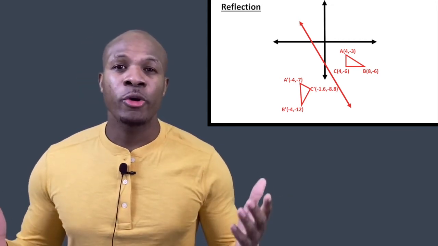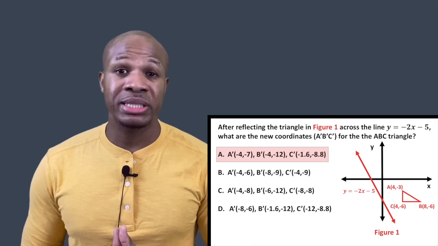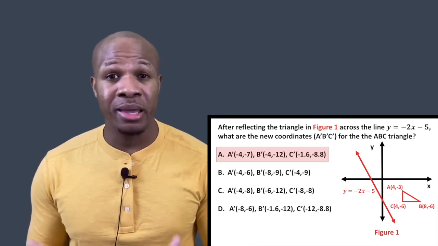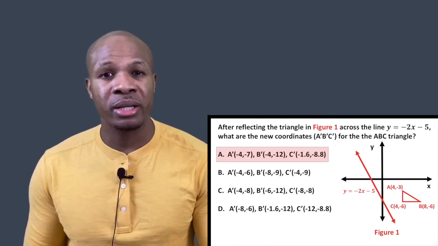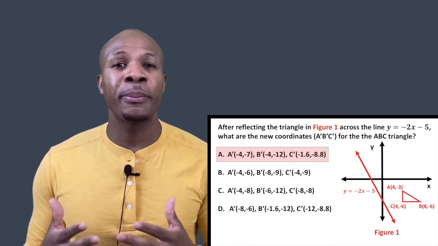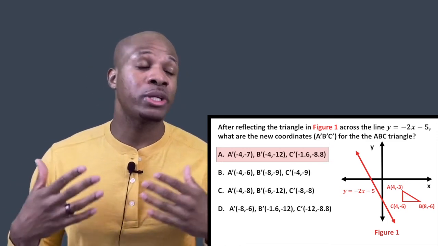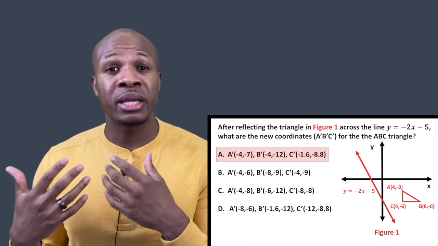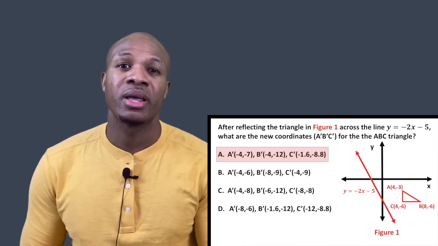All right, and when we look at the answer choices, we clearly see that the correct answer is answer choice A. Point A is negative 4, negative 7. Point B ended up at negative 4, negative 12. And point C ended up at negative 1.6, negative 8.8. All right, and that's our final answer. So this was definitely a more advanced geometry type question.